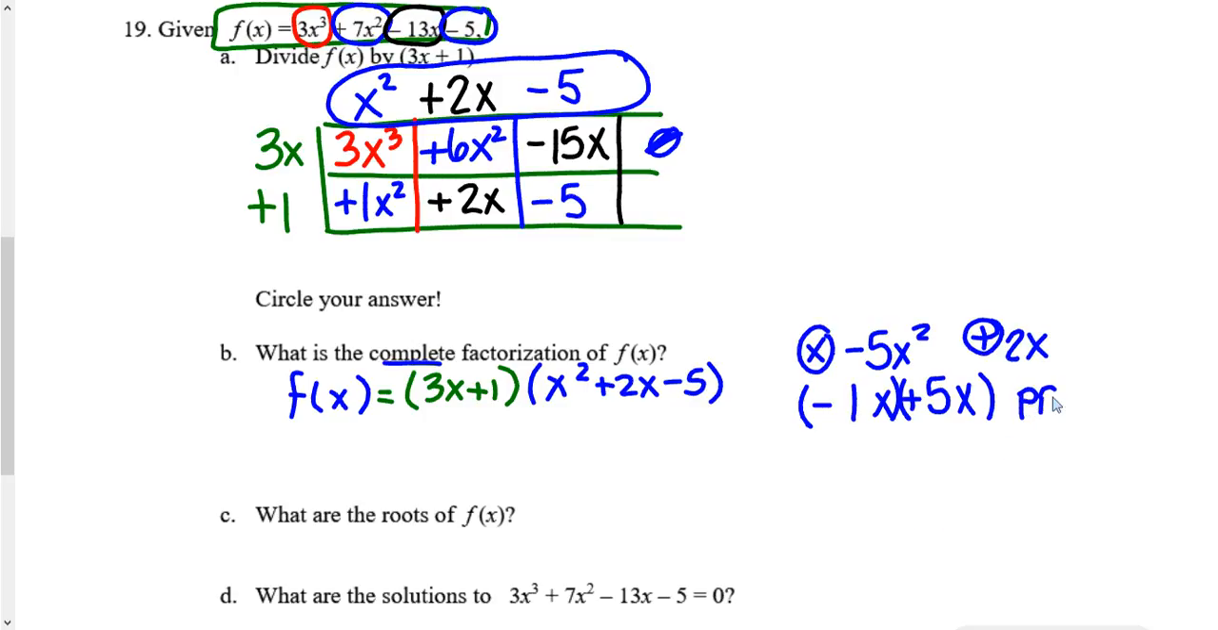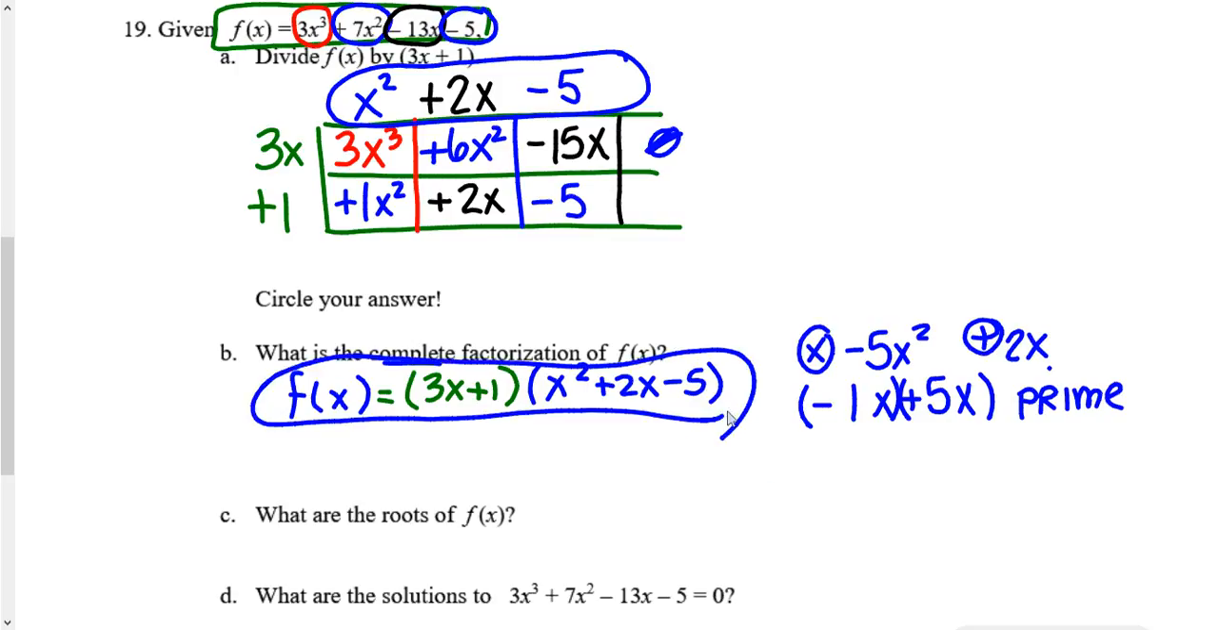This part is prime. The whole problem's not prime, though. This is just the complete factorization. I'm done. I can't factor that anymore. But I can find more roots to this thing. What are the roots of f of x? Well, to find the roots, I set the factor equal to 0. So if I set 3x plus 1 equal to 0, I would subtract 1 to move that over, and then divide by 3 to move the 3 over, and I'd have x is negative 1/3.